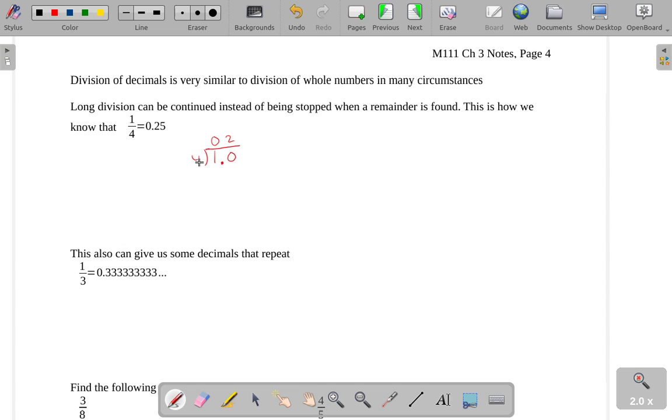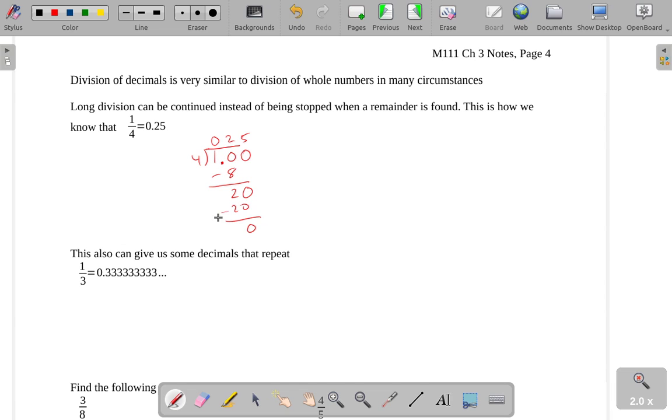And when I do my multiplication here, 2 times 4 is 8. Subtract that off, I get a 2. And normally I would drop something down here, but there's nothing else to drop down. So I'm just going to say, okay, instead of 1.0, how about 1.00? And then I can drop the 0 down. Now 4 goes into 20 exactly 5 times. I multiply that, subtract it off, and look, it actually came out exact.